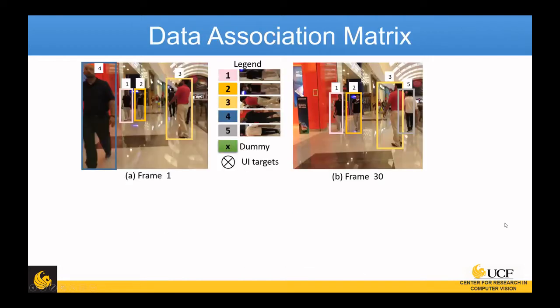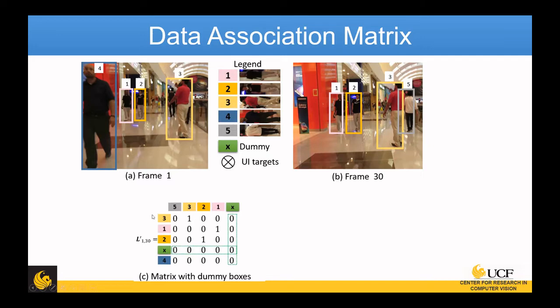So here is a qualitative explanation. Let's say we have frame 1 and frame 30. These are the objects, the people, and we are showing these people here. Now, as you see, this person is not here, and for this one, there's a new person who appears, who is not here. So therefore, we look at the maximum number of people that can appear. Let's say 5.